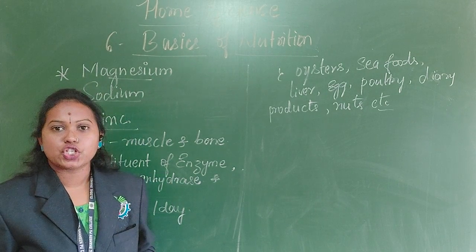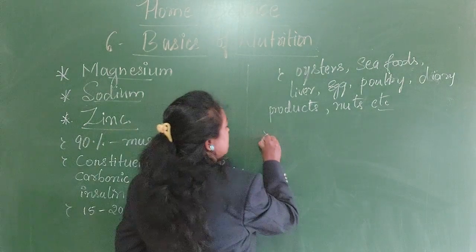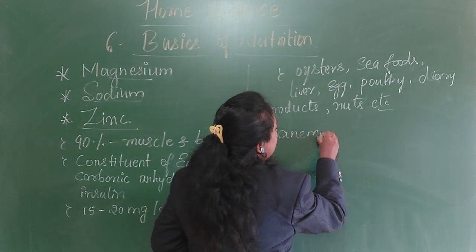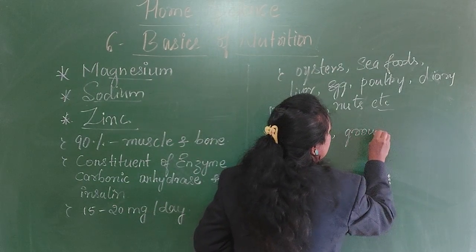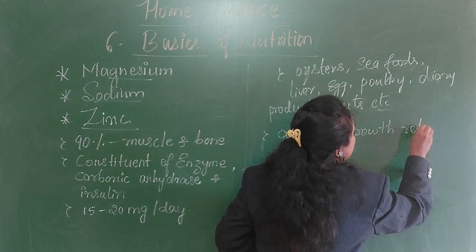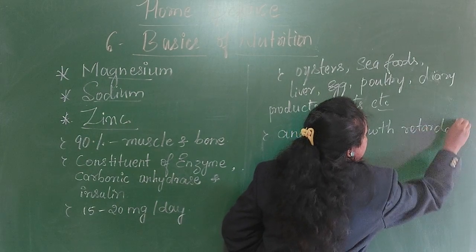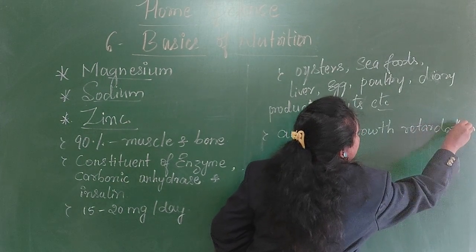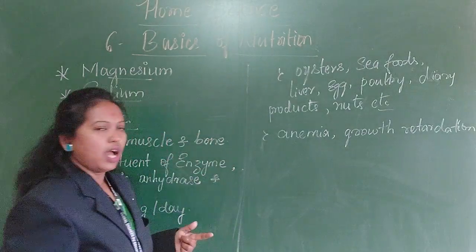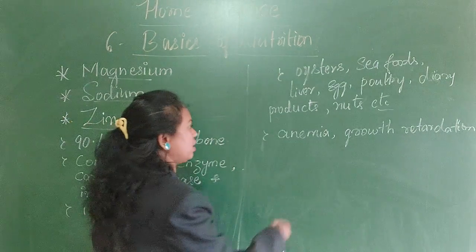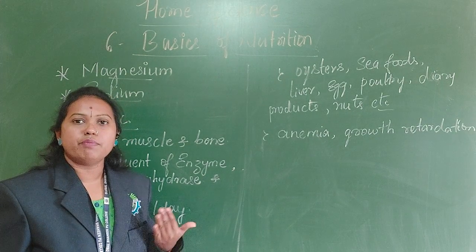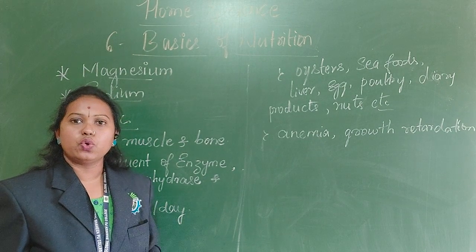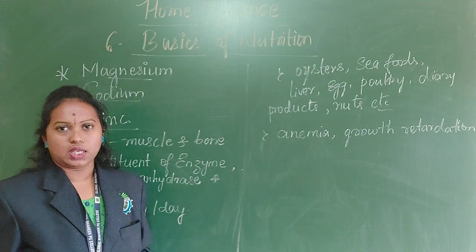When coming to the deficiency symptoms, it is anemia, growth retardation. With these, delayed genital maturation and impaired glucose tolerance are also seen.